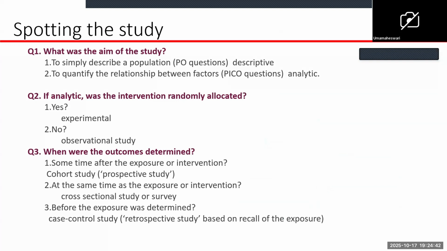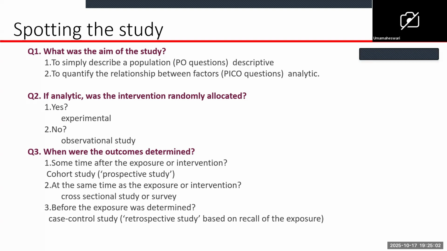So what was the aim of the study? I want to simply describe a population. You use your descriptive study designs, that is PO questions. Simply I want to describe, it's a descriptive cross-sectional study. If I want to quantify the relationship between factors, that is PICO, use your analytical, that is PECO.